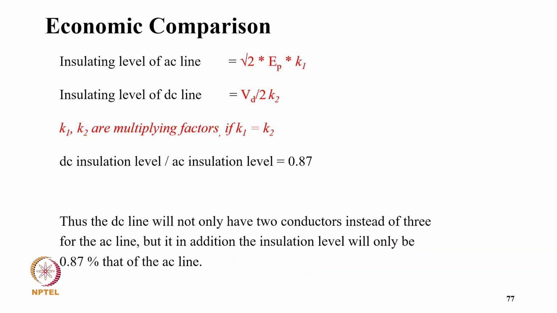So the insulation level of the AC line is root 2 EP into K1, whereas the insulation level of DC is VD by 2 into K2, where K1 and K2 are multiplying factors. So the DC insulation to AC insulation ratio is 0.87. So you require only 87% insulation for a DC line. The DC line will only have 2 conductors instead of 3 for the same rating, but in addition the insulation level will be only 87% of the AC line.